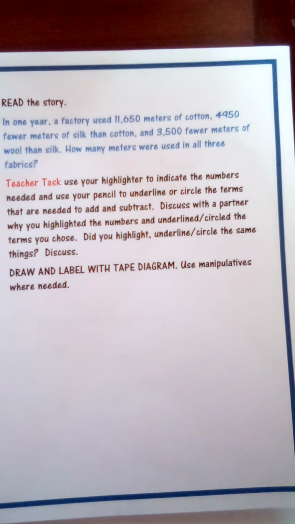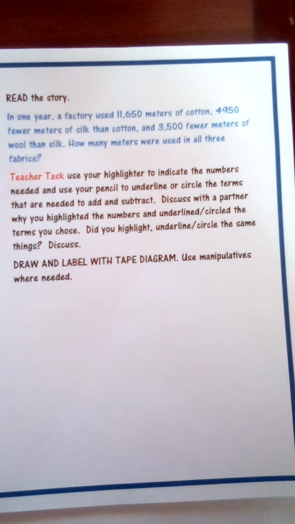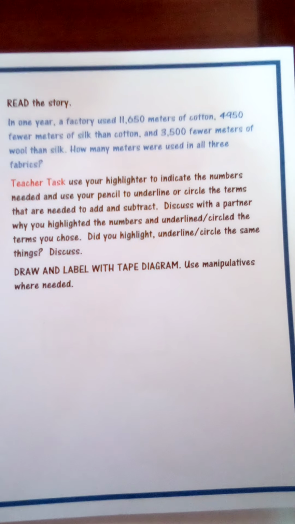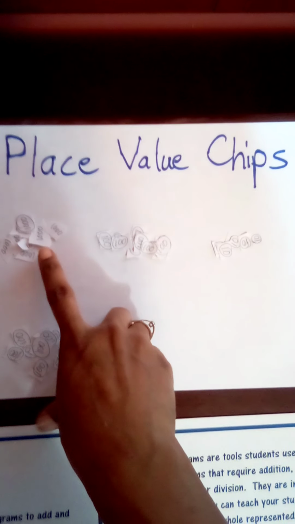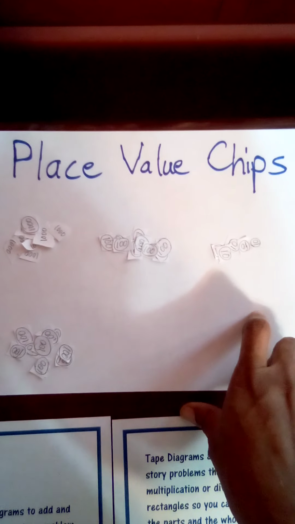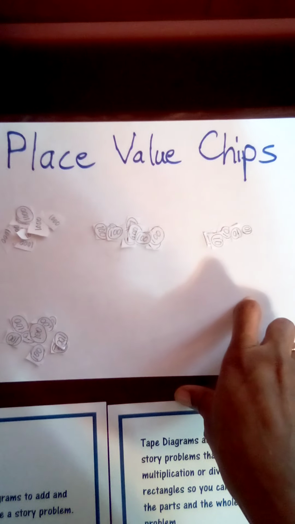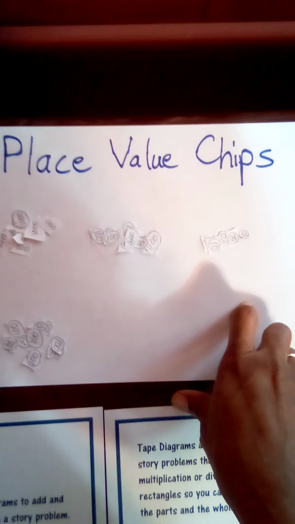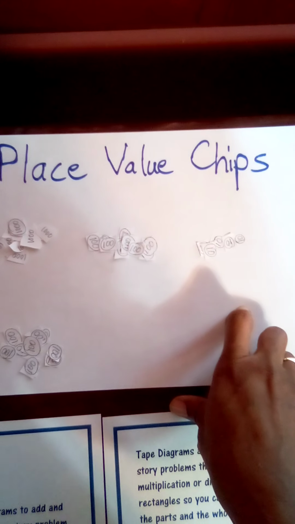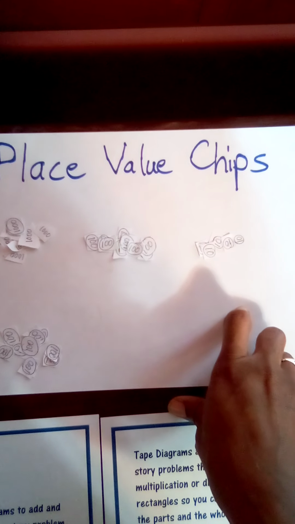Now, the second step is to draw and label. In this case, we want to draw and label with a tape diagram, using manipulatives where needed. In this case, we would use place value chips. These place value chips here indicate place value of thousands, hundreds, tens. Now this first set that I've just pointed out is the number of meters used at that factory for cotton, which was 11,650 meters.